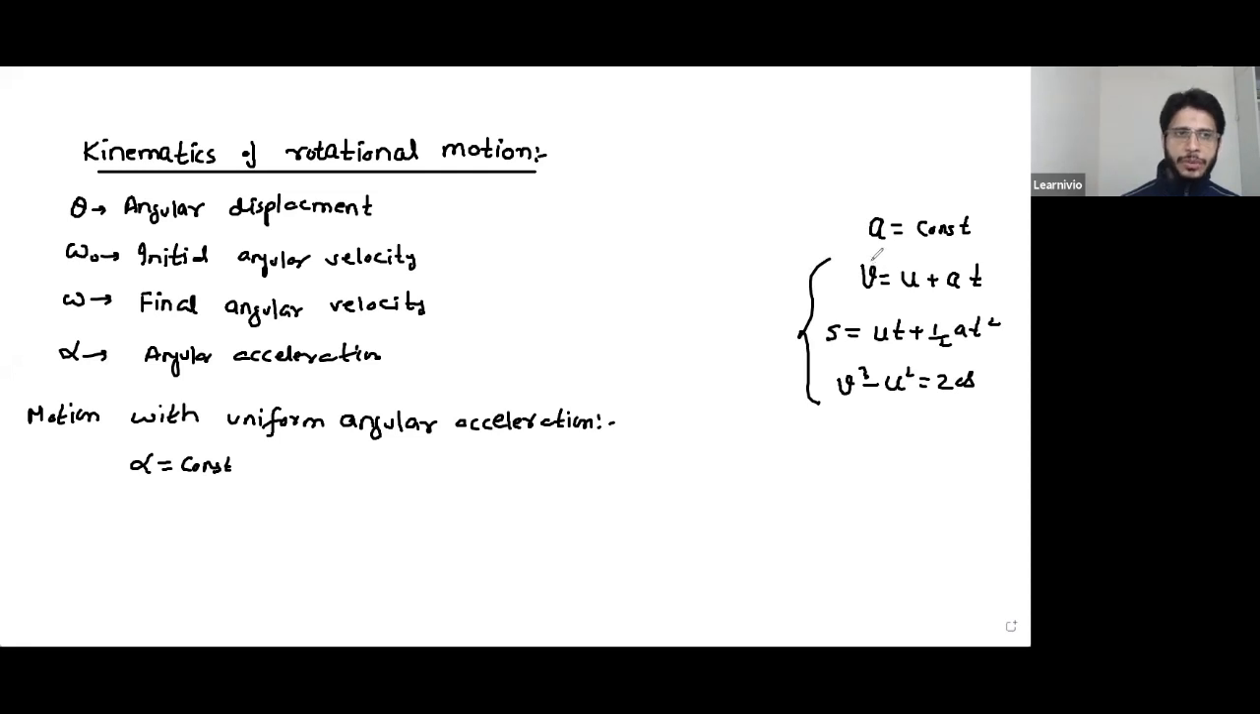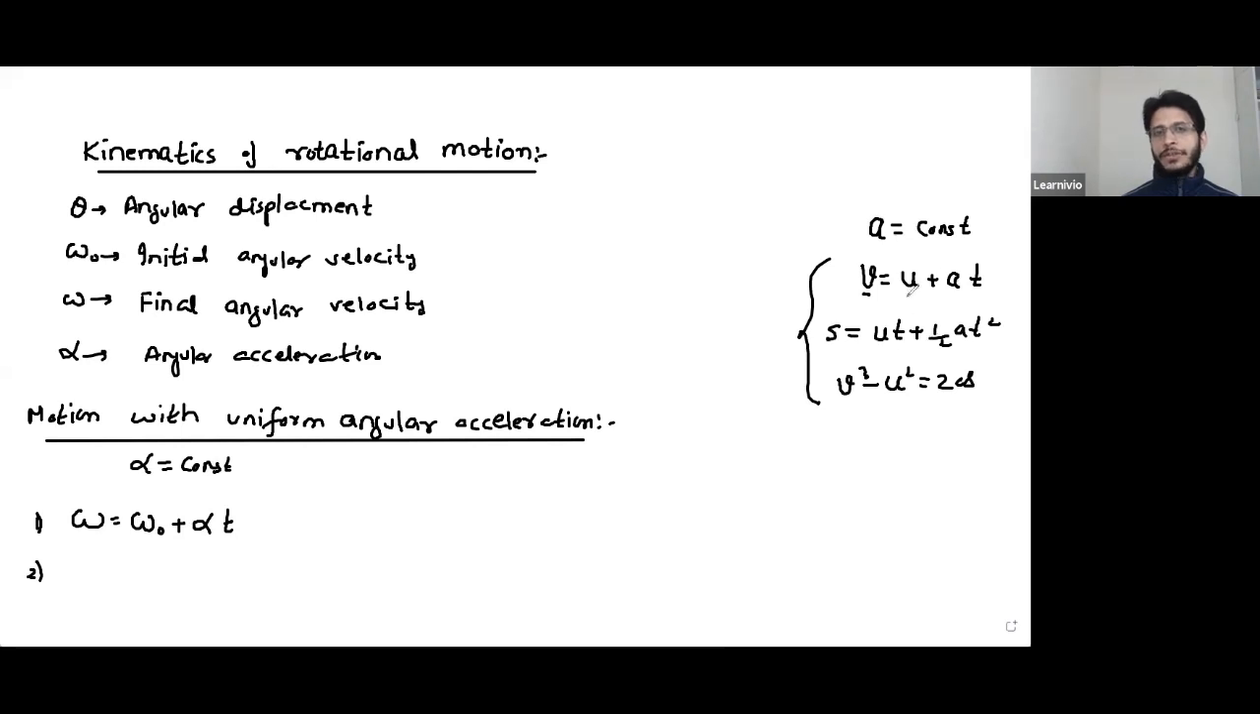Just corresponding to these equations, we can derive equations for motion with uniform angular acceleration. We are just taking the analog. Instead of v, I'm using omega. Instead of u, I'm using omega naught. Instead of a, I will use alpha, and time is time. So this is the first equation. The method to derive is even the same. The way we have derived these three equations, we can derive the similar equations with uniform angular acceleration.